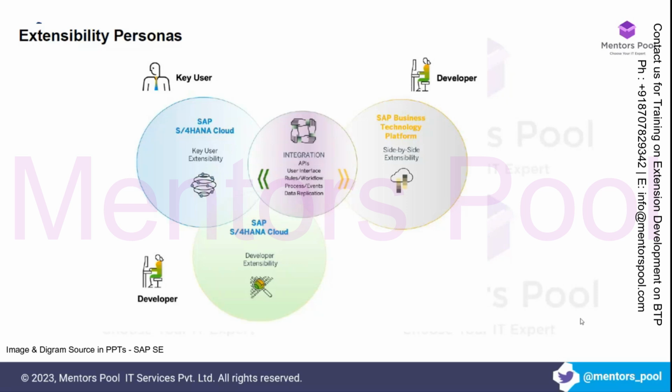So if I am a developer, I have side-by-side extensibility options. If I am a key user, I have key user extensibility options. And if I am a developer on S4HANA, or a cloud, I have the developer extensibility options. So extensibility is an option available to everybody who's working on SAP, no matter which technology I am a part of.